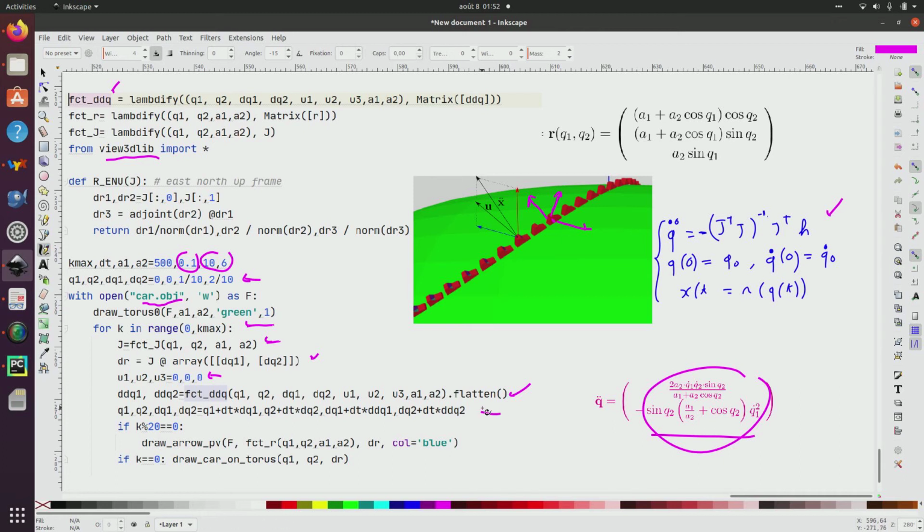Here I use an Euler integration, which makes it possible to compute at time t plus dt, q1, q2, q dot 1, and q dot 2, to integrate this state equation. And every 20 iterations, I will draw a specific arrow to see a trajectory in my manifold. And here I will draw the car just for the first iteration.